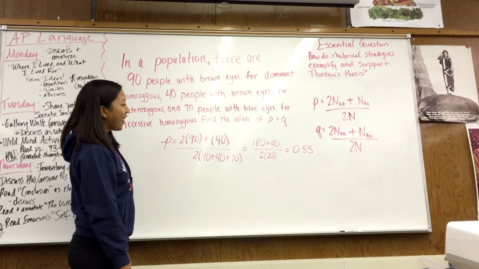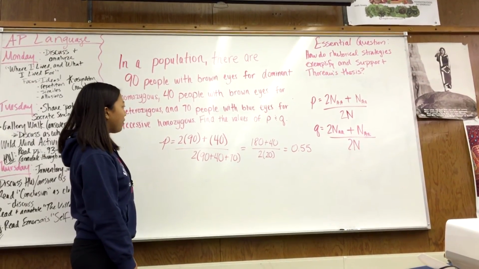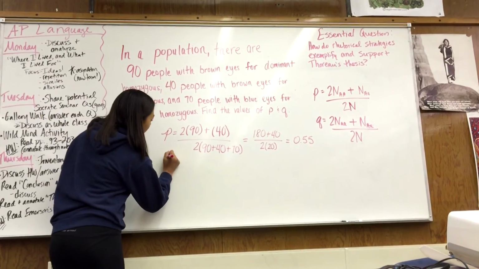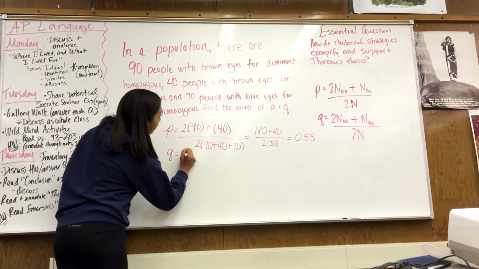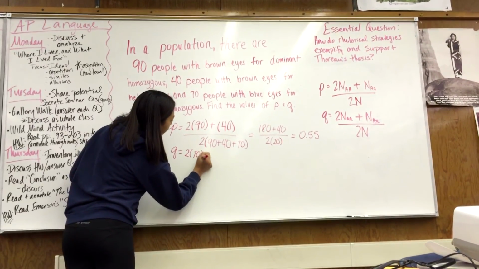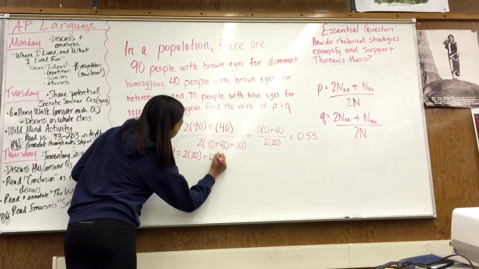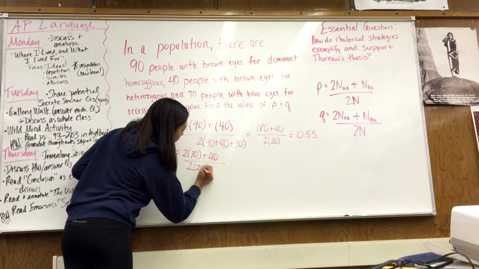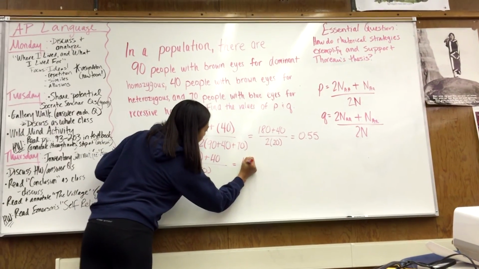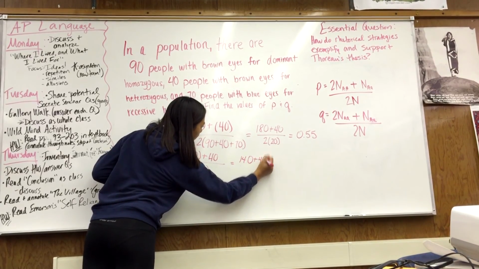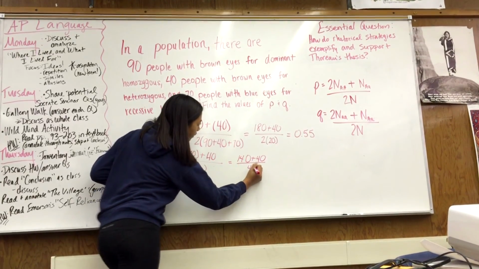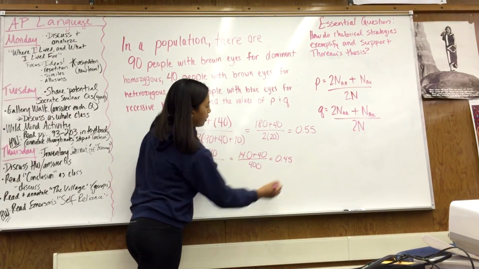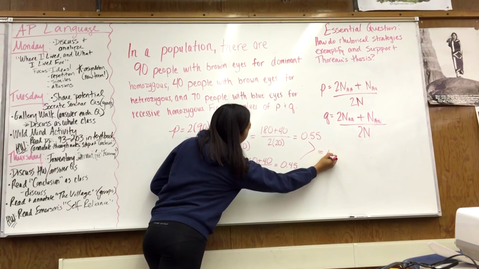The next thing we have to find is the value of q, which is 2 times the homozygous recessive plus the heterozygous, over 2 times the entire population. So for q, we have 2 times 70 plus 40, over 2 times the same number, 200. We have 140 plus 40 over 400, and this equals 0.45. To check your answer, you have to make sure these two add up to 1.